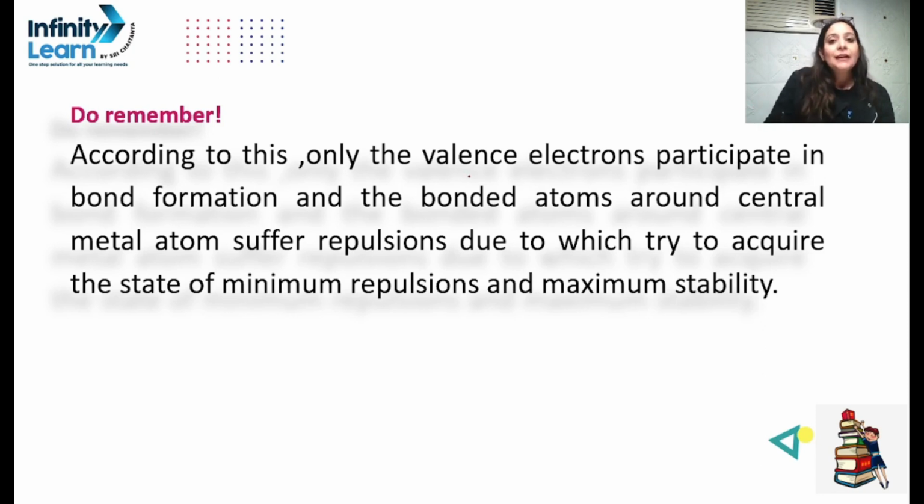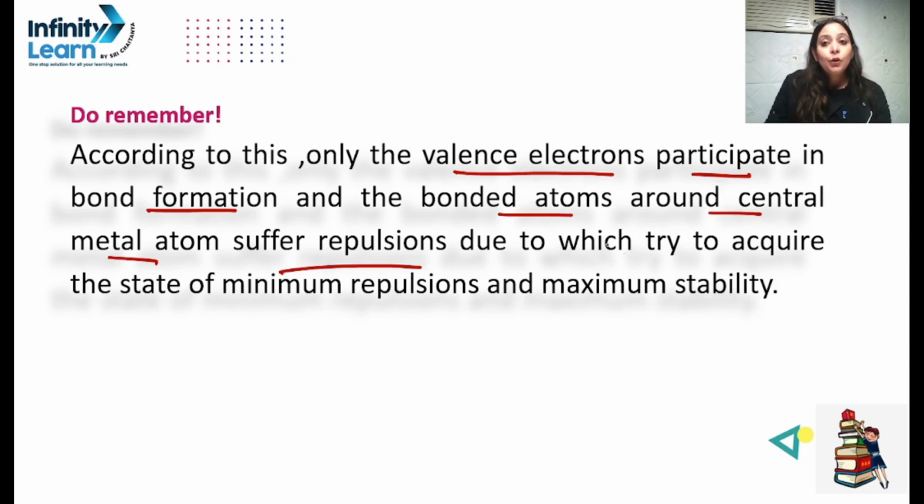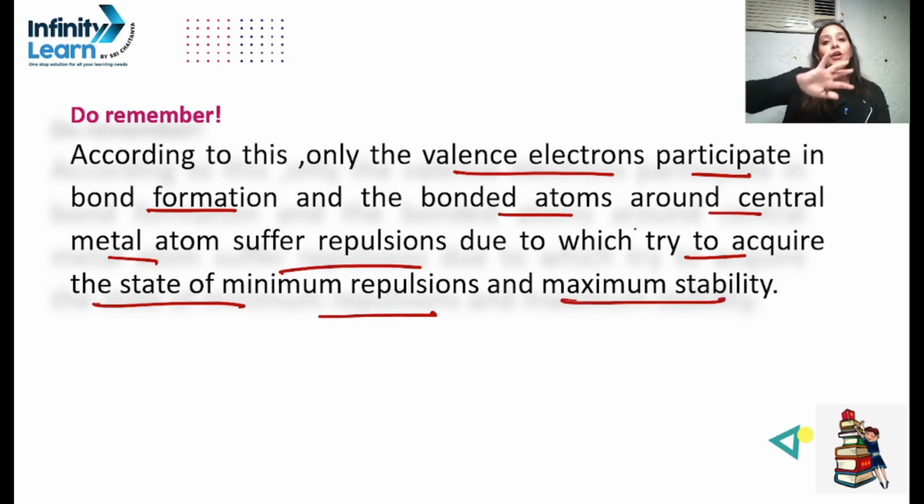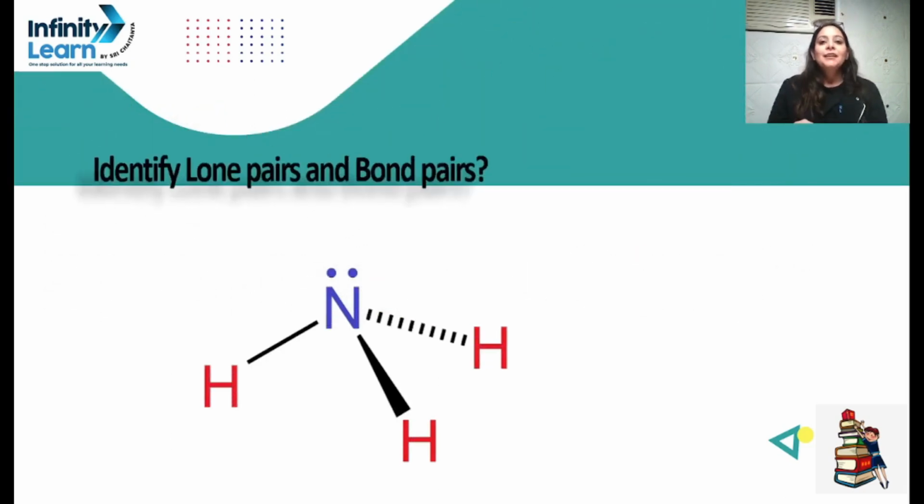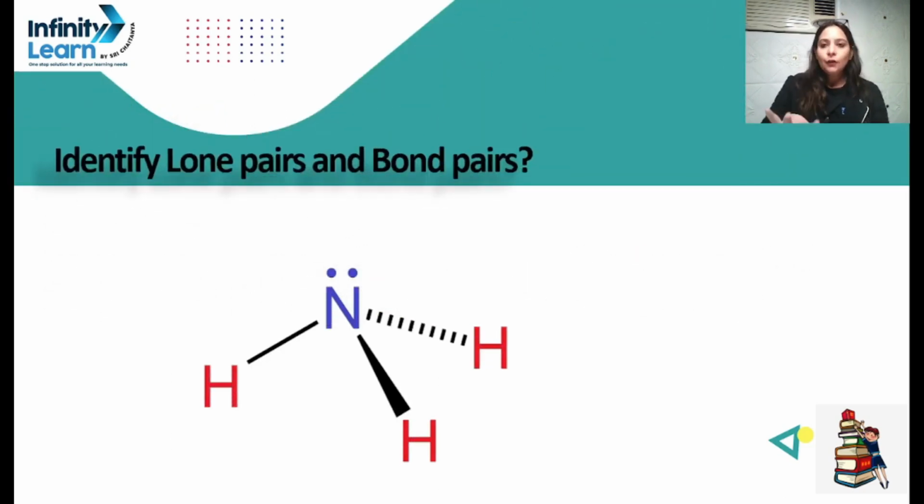you can say that only the valence electrons participate in the bond formation, and the bonded atoms around the central atom suffer repulsions. Due to these repulsive forces, they acquire the state of minimum repulsions and maximum stability. That is, the valence electrons tend to occupy such positions where the repulsions can be minimized and the stability can be maximized. So basically, I think you understood about lone pairs and bond pairs.